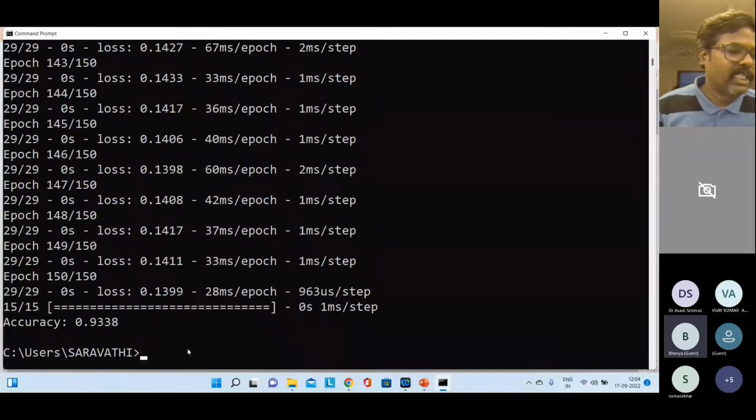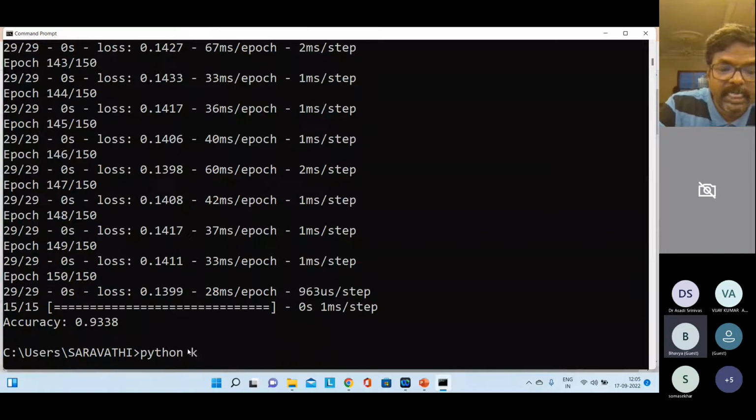It is calculating accuracy. 93.38. I got the results. That is the artificial neural network. If you see what type of data set I have taken, a heart disease data set, and I have applied ANN, I got very good accuracy with the ANN technique.